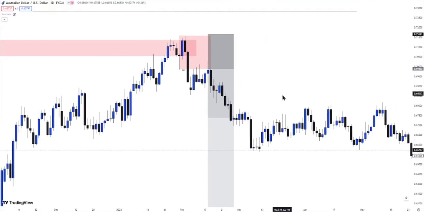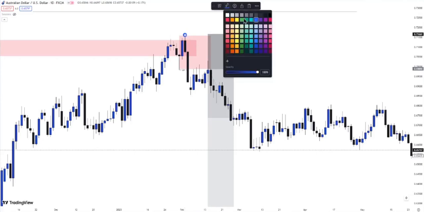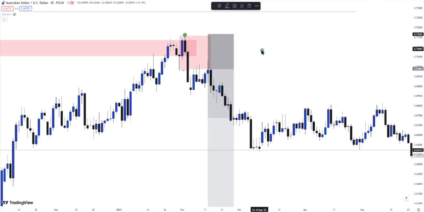Remember, this is internal structure. So this is internal structure high here. Let me show that to you. This is your internal structure high. I want to change that color for you to understand what we're talking about. That's your internal structure high.